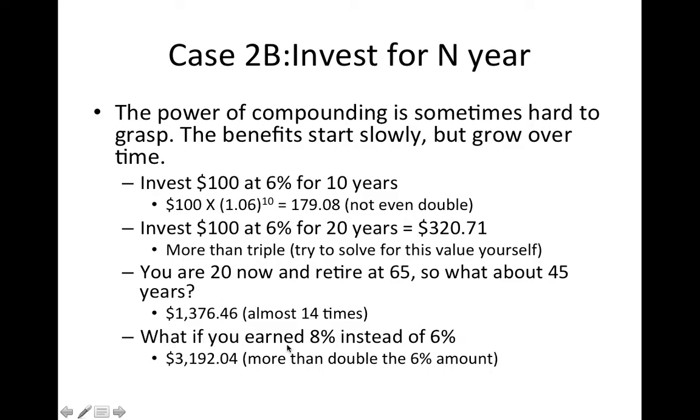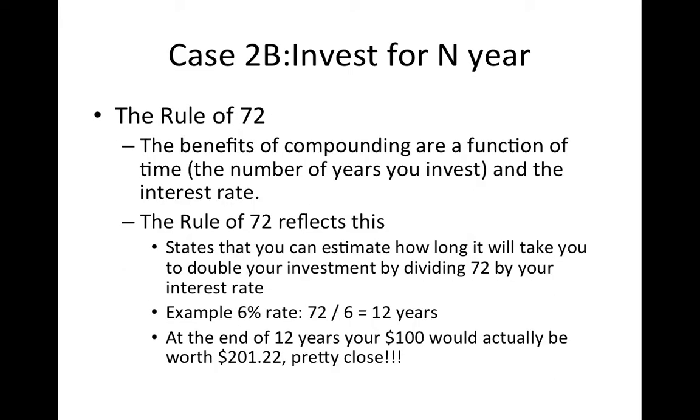So now the other thing to think about is, well, what if instead of being at 6%, we were investing at 8%? How would that impact things? Again, for this example of going out 45 years, you went from $1,376 to almost $3,200 just by moving the interest rate a little bit. And the reason is the combination of time and the interest rate is really what is creating this compounding benefit.